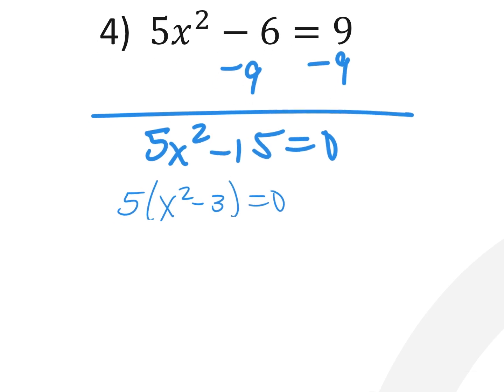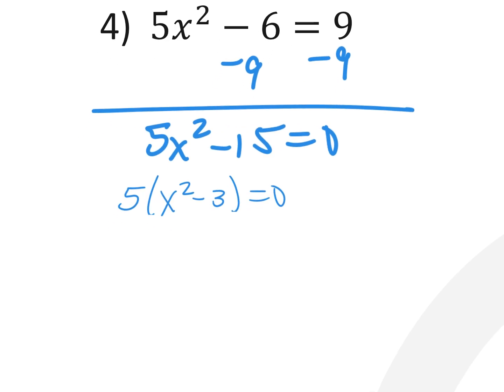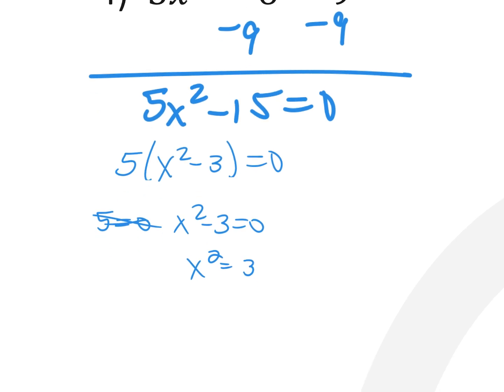Is that the difference of perfect squares? No. So we can't break it down at all. So now we just set each piece equal to 0, correct? So 5 equals 0. True? No. Just cross it off. x squared minus 3 equals 0. So x squared equals 3. What do we do? Take the square root. Perfect. So x equals plus or minus the square root of 3.